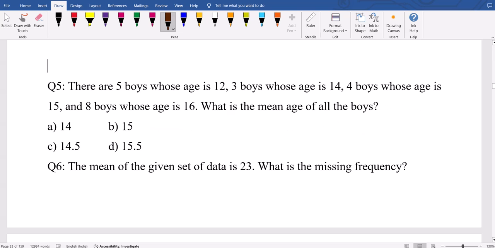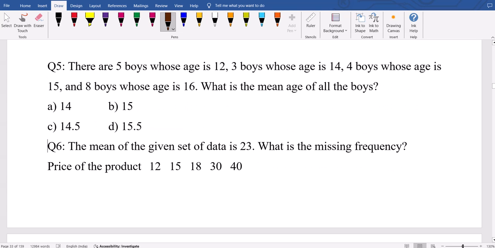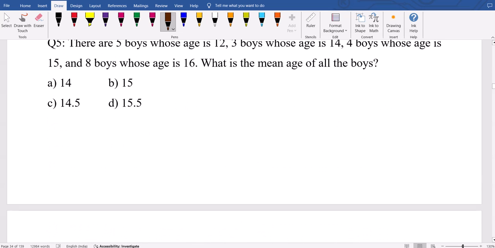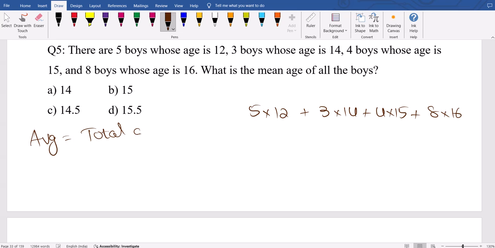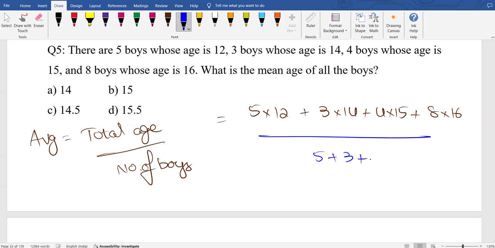And this is also related to averages. 5 boys whose age is 12, 3 boys whose age is 14, 4 boys whose age is 15, 8 boys whose age is 16. So average is nothing but total age divided by number of boys. Total age is 5 into 12, 3 into 14, 4 into 15, 8 into 16, divided by 5 plus 3 plus 4 plus 8, which is 20.